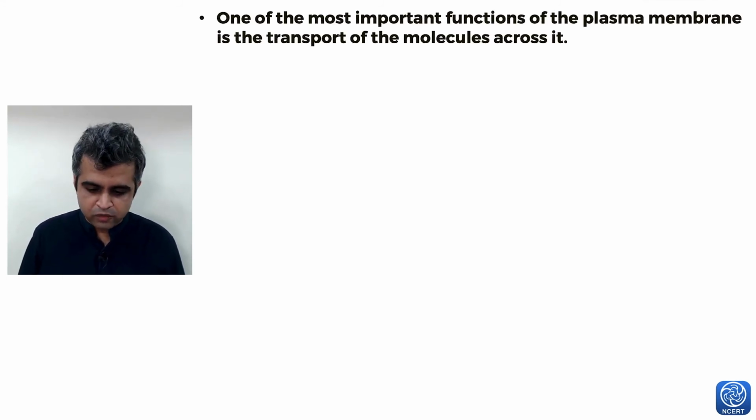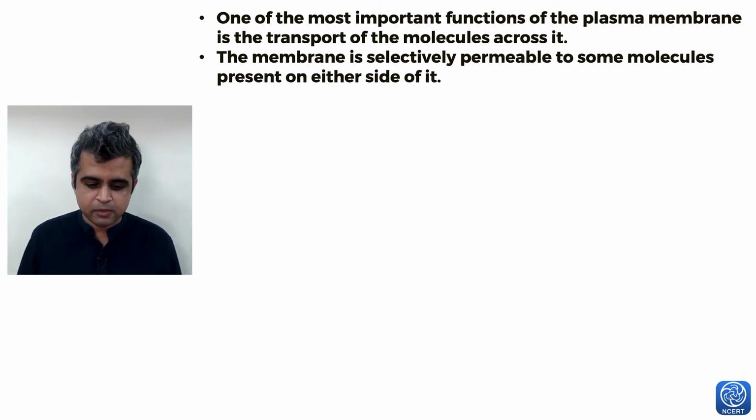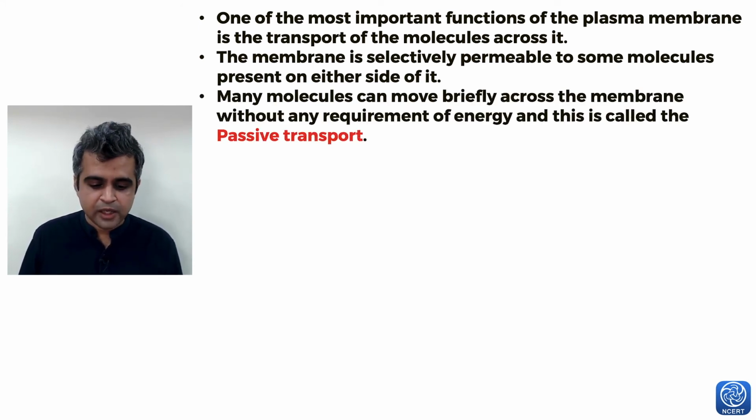One of the most important functions of the plasma membrane is the transport of molecules across it. The membrane is selectively permeable to some molecules present on either side of it. Many molecules can briefly cross the membrane without any requirement of energy. This is called passive transport, without requiring any energy. And listen carefully now: for non-polar molecules, passive transport happens easily. For polar and ionic molecules, passive transport also happens along the gradient, but it needs proteins, channel proteins, only then will facilitated diffusion happen.